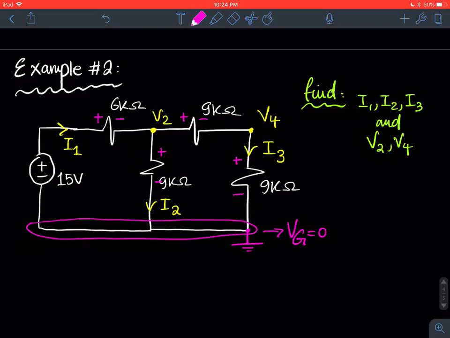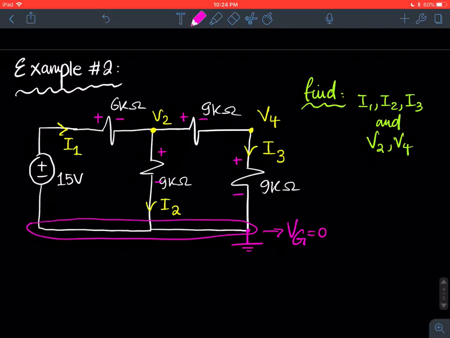So they want us to find I1, I2, I3, and V2 and V4. Basically the first thing we have to look at is what we're given. How can we make use of what we're given in this question? The first thing is we have a voltage source right here. And how can I make use of it?